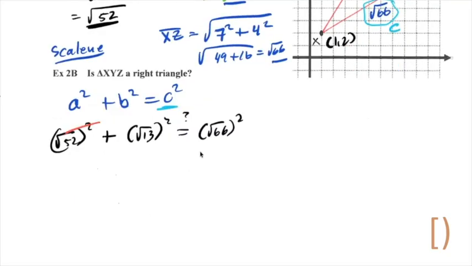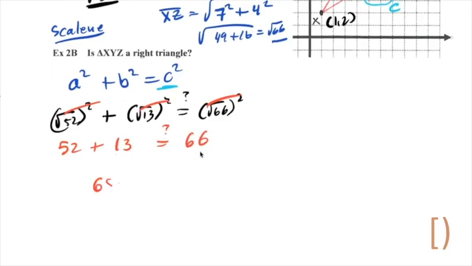Now, looking at this, the square roots cancel out. Let's get 52 plus 13. Does that equal 66? I would get 65. No, not right. It's not a right triangle. Again, that's one way to do it.